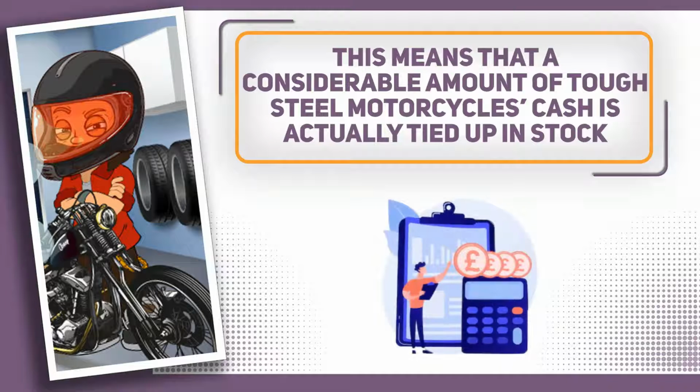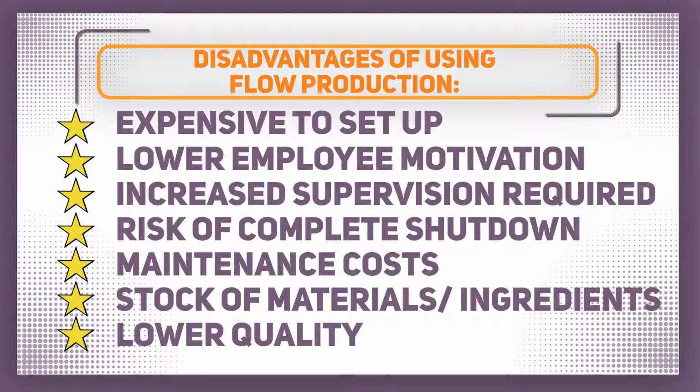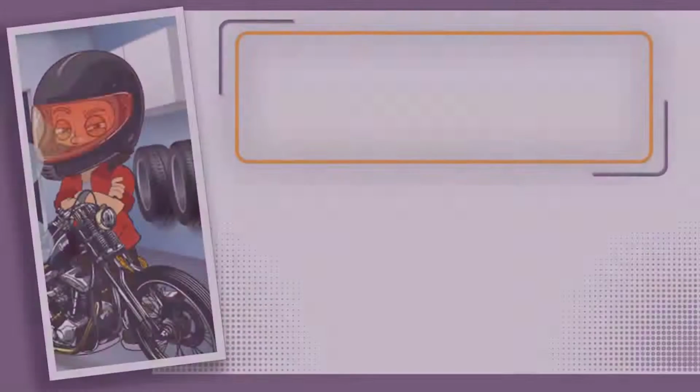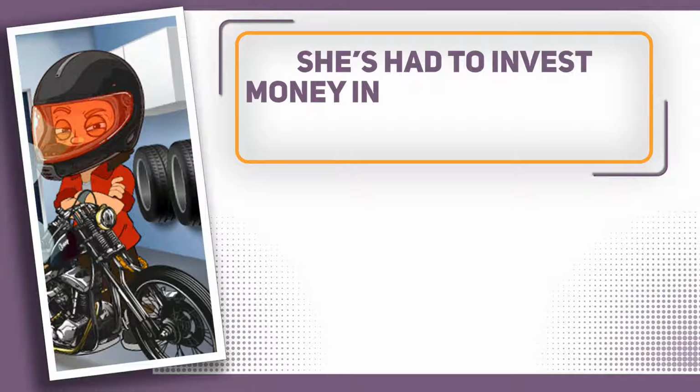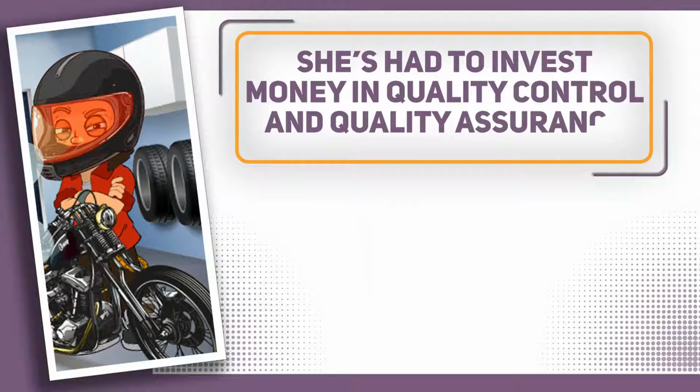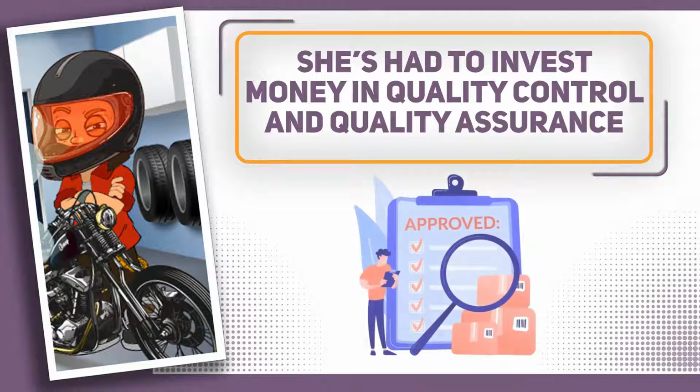The final disadvantage we will consider is that in some circumstances, mass-produced goods are not always the best quality, and any defaults may take time to be discovered as the item is moving continuously through the production line. Dawn is not willing to sell a single bike that doesn't meet her high standards, so she's had to invest more money in quality control and quality assurance to make sure that the bikes produced in her factory meet her high standards all of the time.